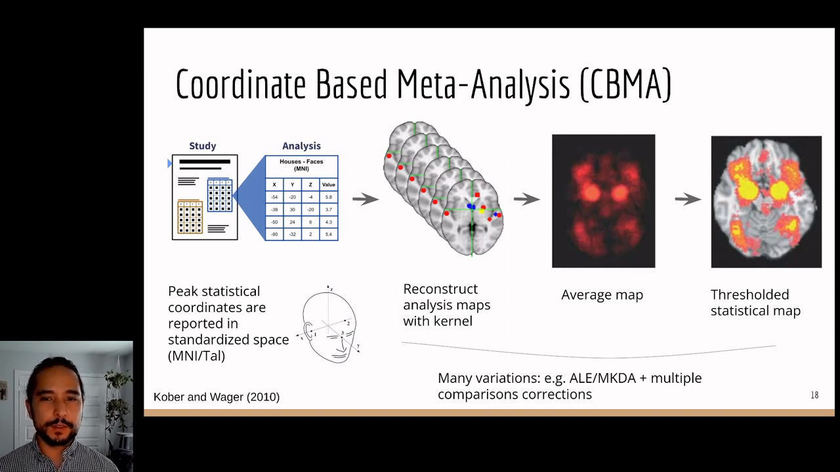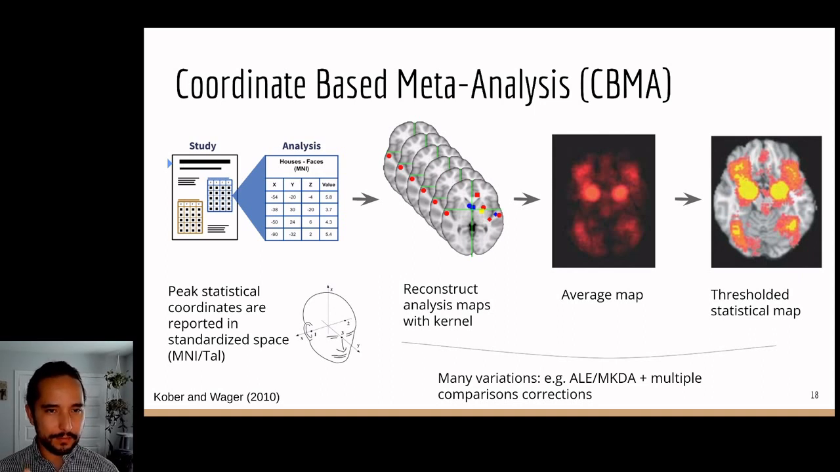So let's talk about some specific techniques for meta-analyses. The most popular technique, and the one you'll learn about the most today, is called coordinate-based meta-analysis, or CBMA. Again, we first have our set of studies that we want to combine, and from those individual studies, we're going to pull out peak statistical coordinates that are reported in tables. Thanks to the fact that in brain science and neuroimaging, we report activities in a standardized space, which is either MNI or Talairach space, we can put them together on common maps.